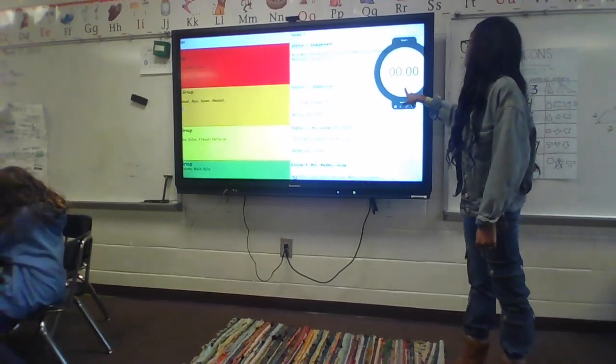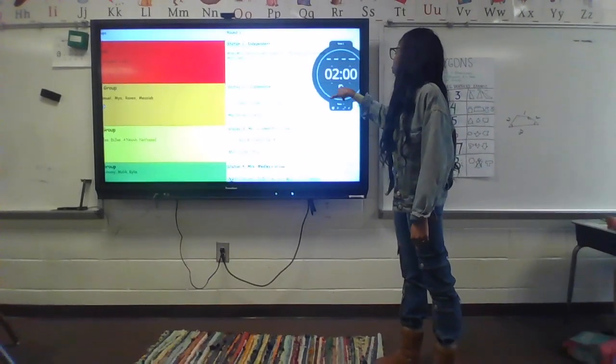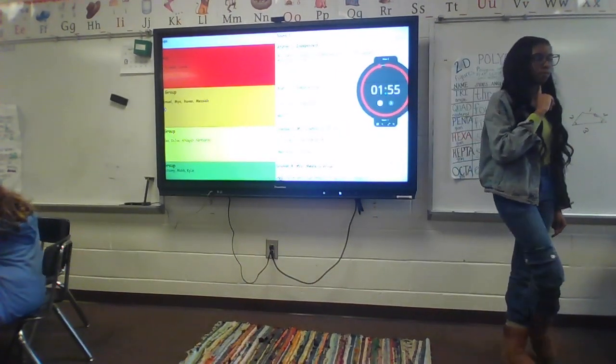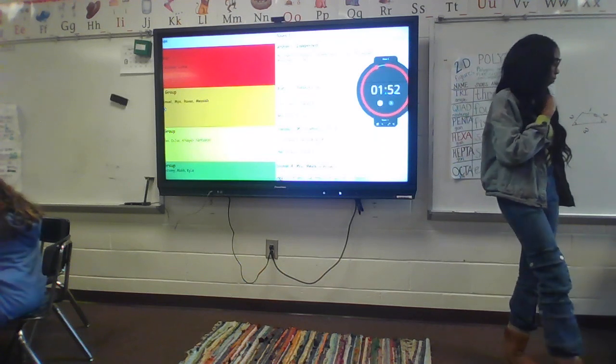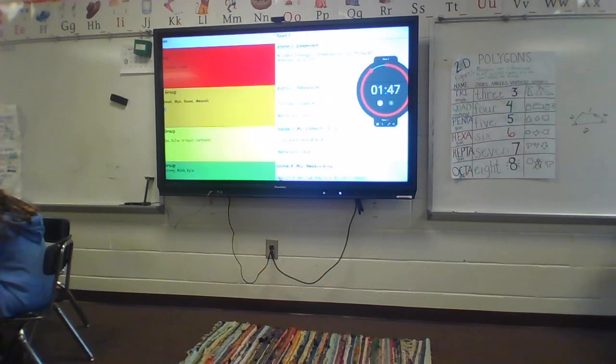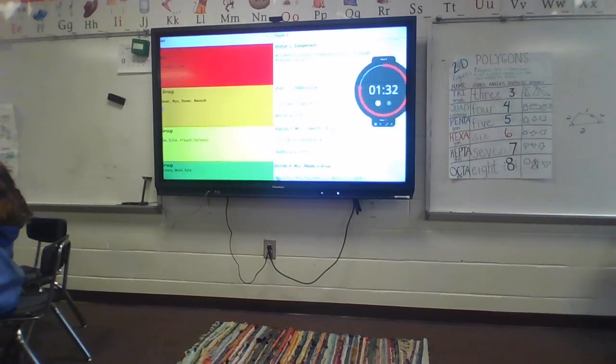All right, 2 minutes to fill this out. What shape is on the slip? Can you use the anchor chart? You absolutely can. It's there for you, not for me. So what shape is that?